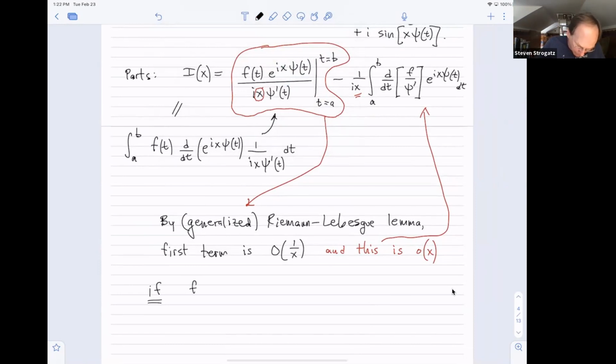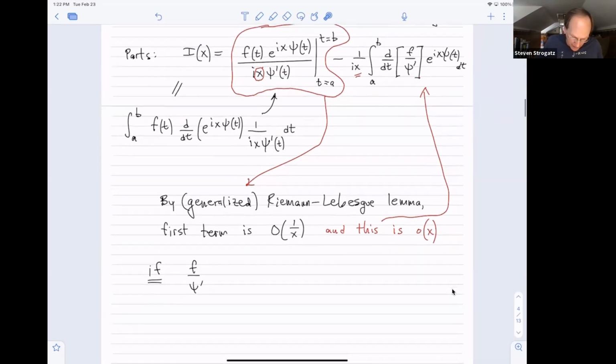First of all, there's this f over psi prime that we see we're taking a derivative of right here. We also have to worry about it here, f over psi prime in the boundary. So we want that thing to be well behaved over the whole interval so that there's no problem taking its derivative and doing that integral.